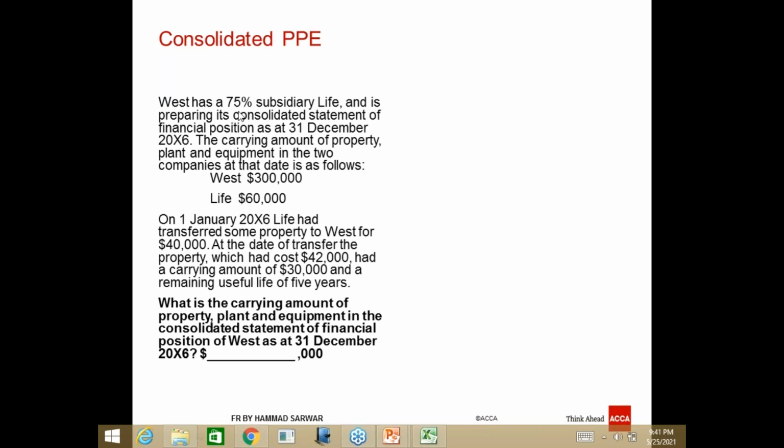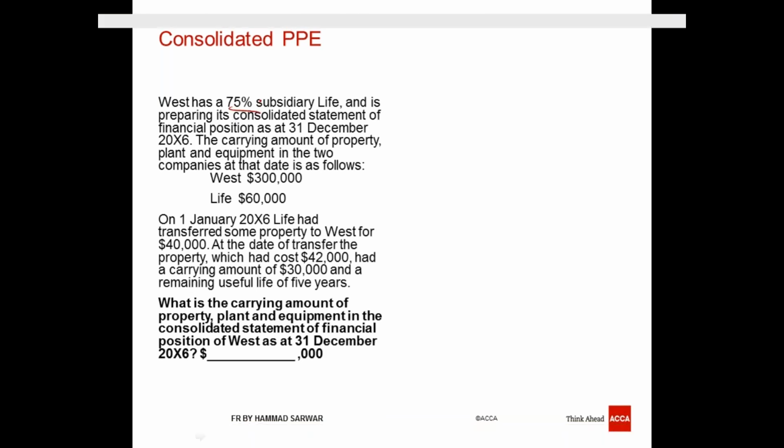West has 75% of subsidiary and is preparing its consolidated financial statement position as at 31st December 2006. The carrying amount of the property, plant and equipment of the parent company is 300,000. The subsidiary is 60,000. Then you need to see whether there is an upward or downward revaluation or an unrealized profit.